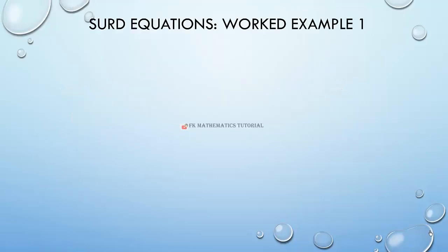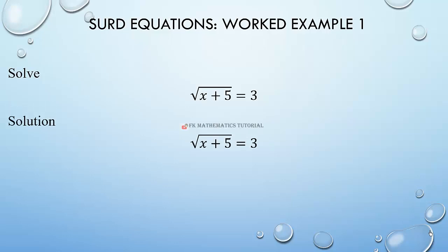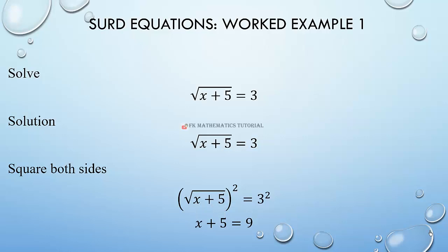Let's take our first worked example. So we are solving this equation: square root of x plus 5 equals 3. We can square both sides of this equation, and when we do, we obtain x plus 5 is equal to 9. Grouping like terms gives us x equals 9 minus 5, which is 4.